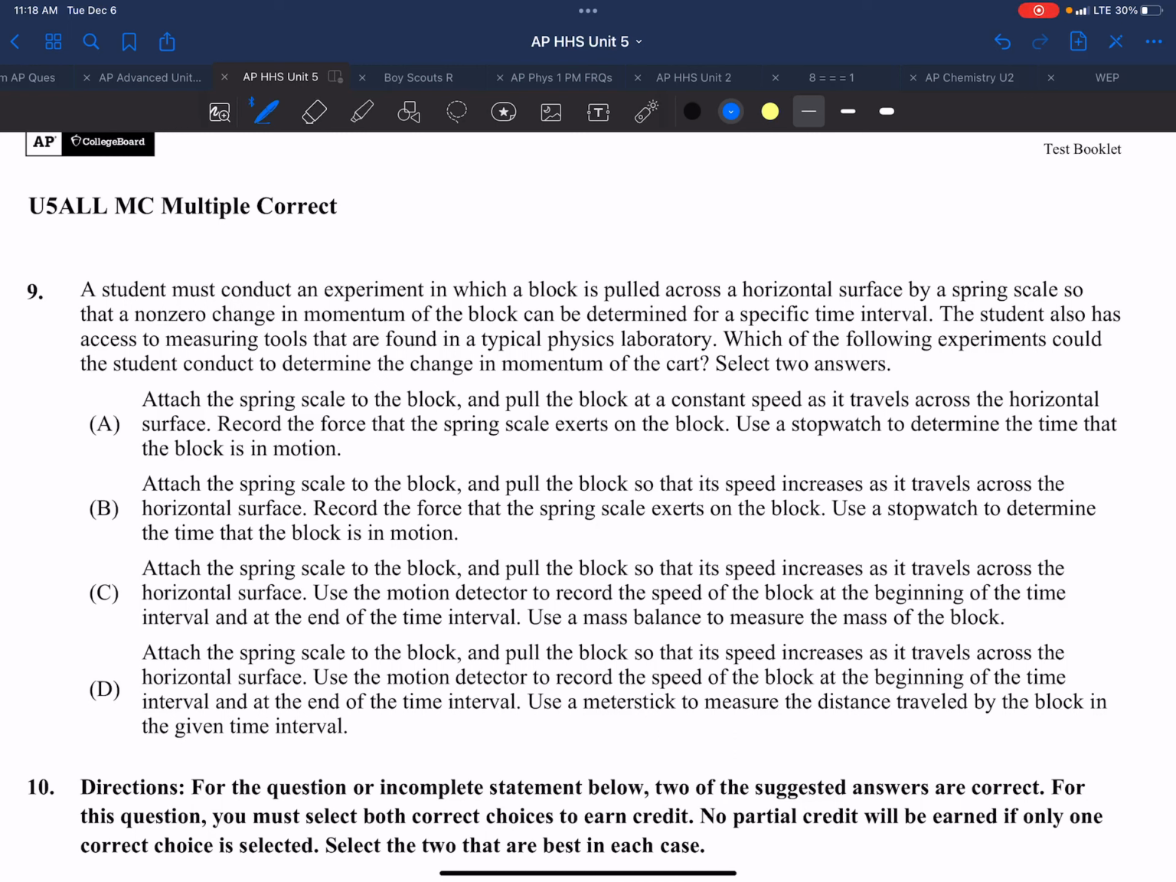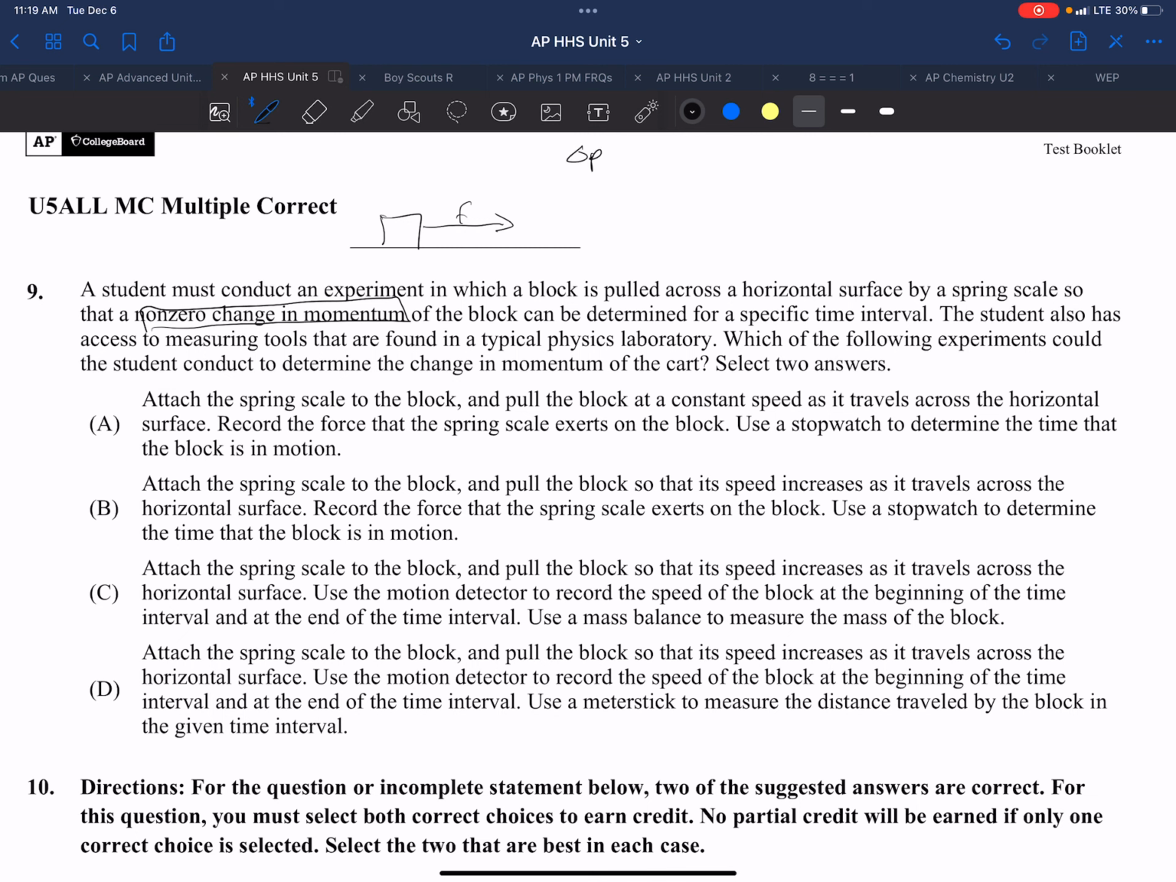This question is like the previous question, 8, in that a student is asked to conduct an experiment. But this one is specifying the conditions more closely. So there's a block pulled across a horizontal surface by a spring scale with some force. So there's a non-zero change in momentum.